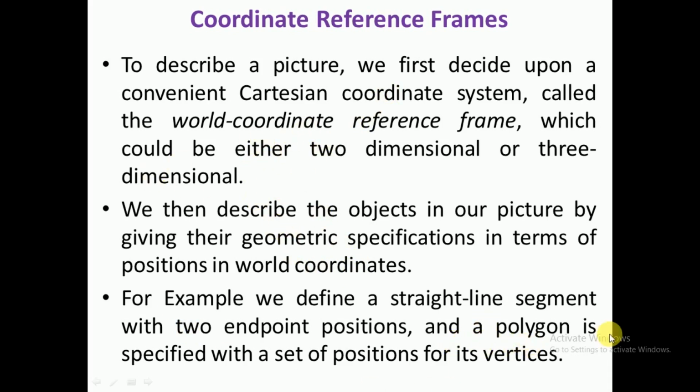If you want to draw a polygon, you specify a set of positions for its vertices. You only mention the vertices. If you want to draw a triangle, then you mention only 3 vertex values as per your convenience. This is what world coordinate is.